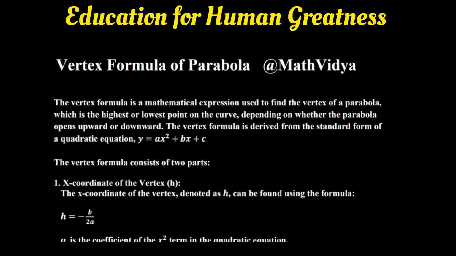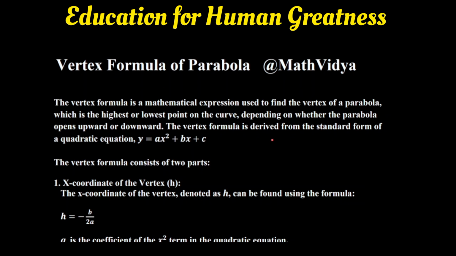Now we are going to discuss the vertex formula. This vertex formula is related to the parabola. Now I'm going to explain what it means. A parabola is a U shape, and it has a topmost point, or it may be the bottom point of the parabola.